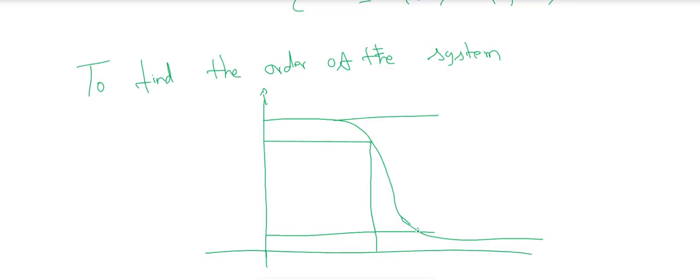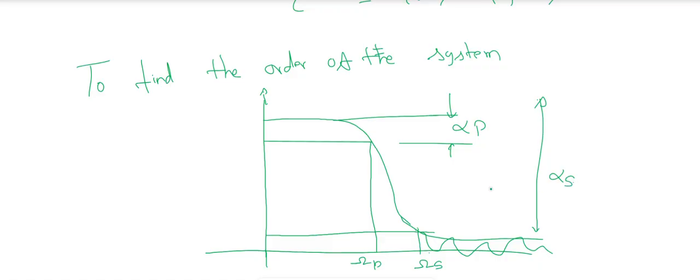This is omega p. This is omega s. There are ripples in the passband, ripples in the passband attenuation. So this is alpha p. This will be alpha s. This is the desired response.